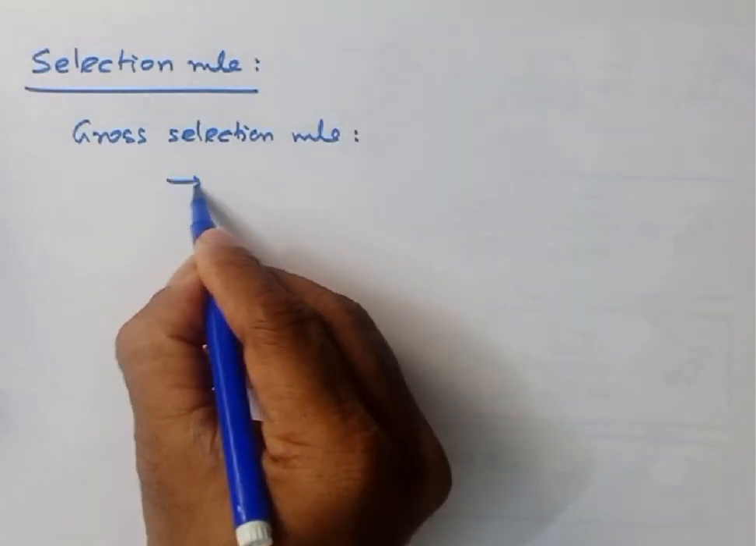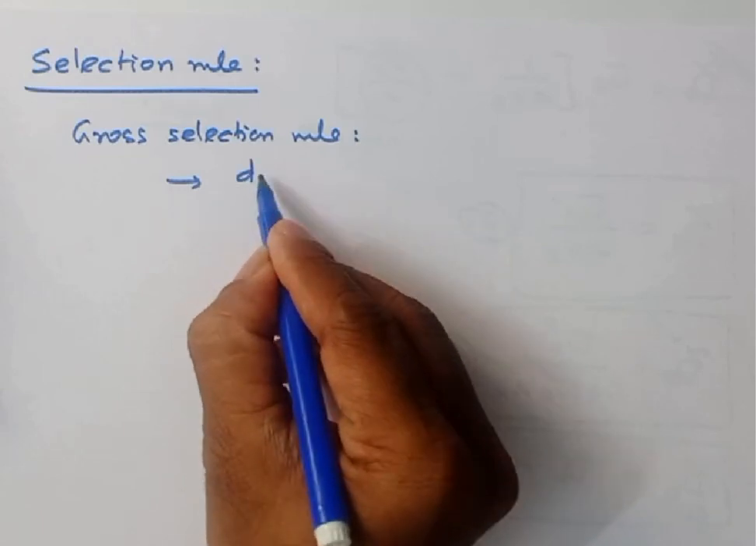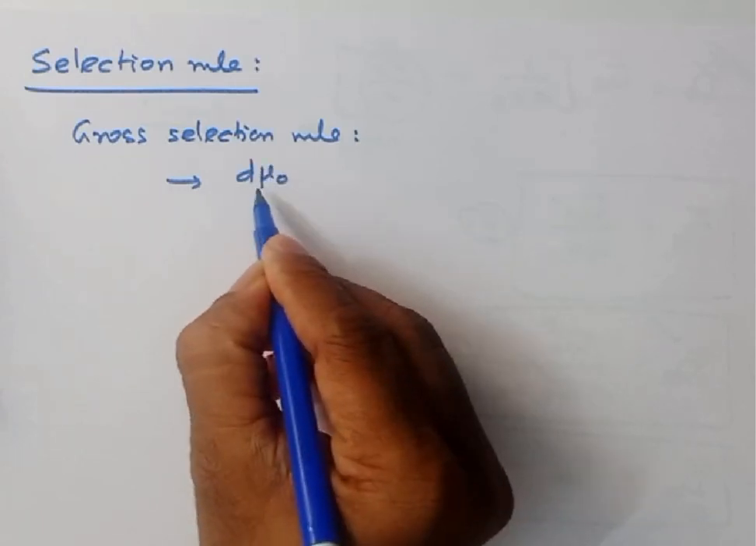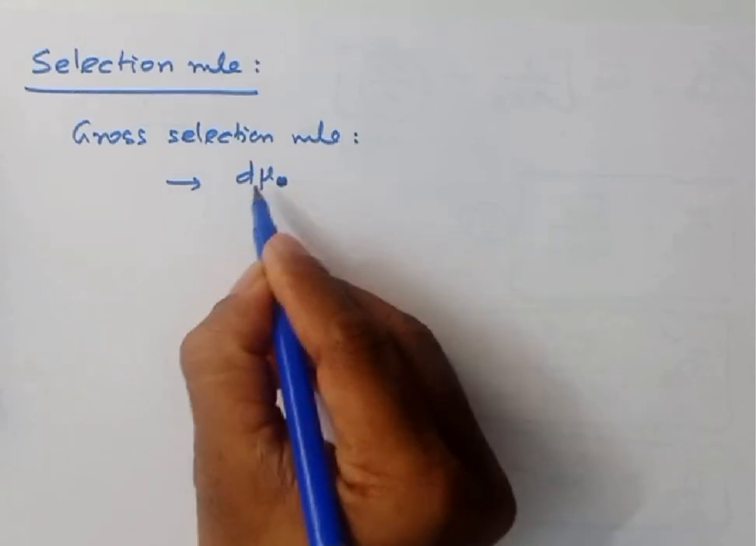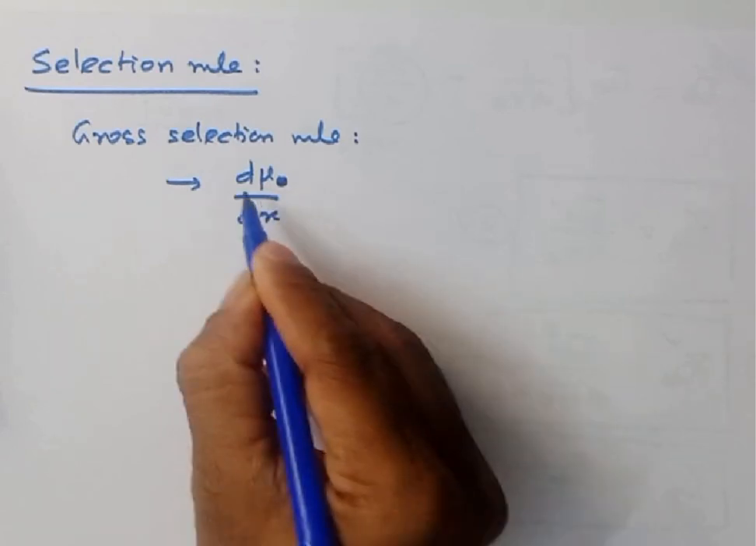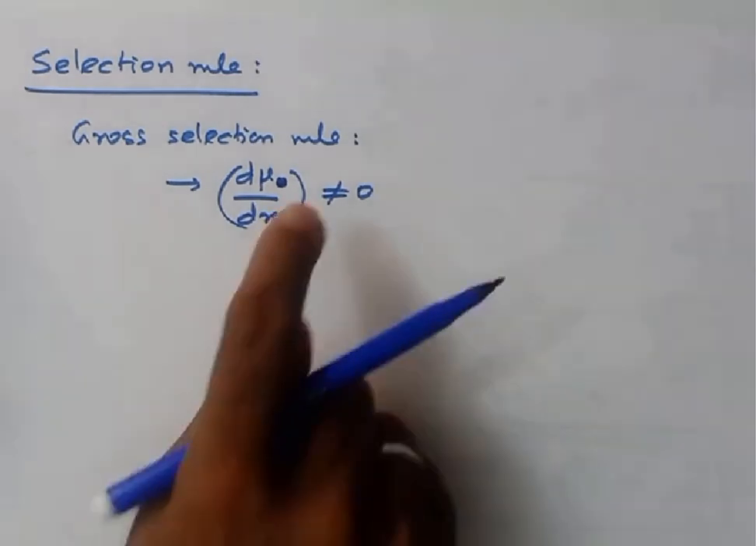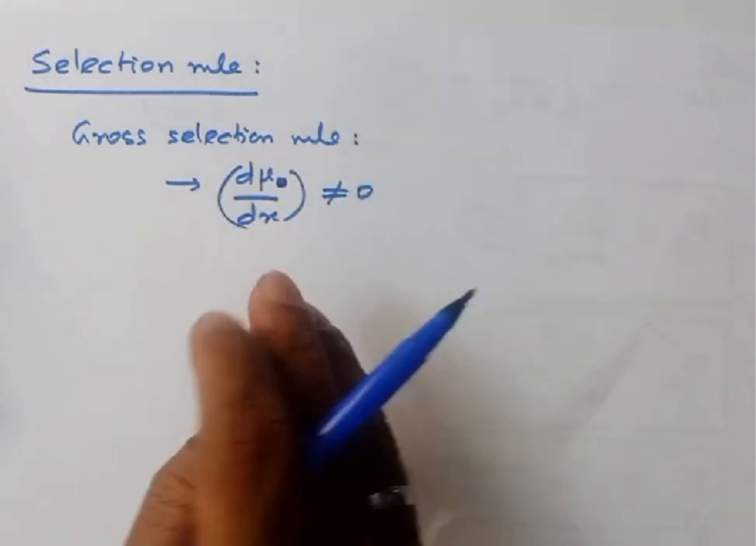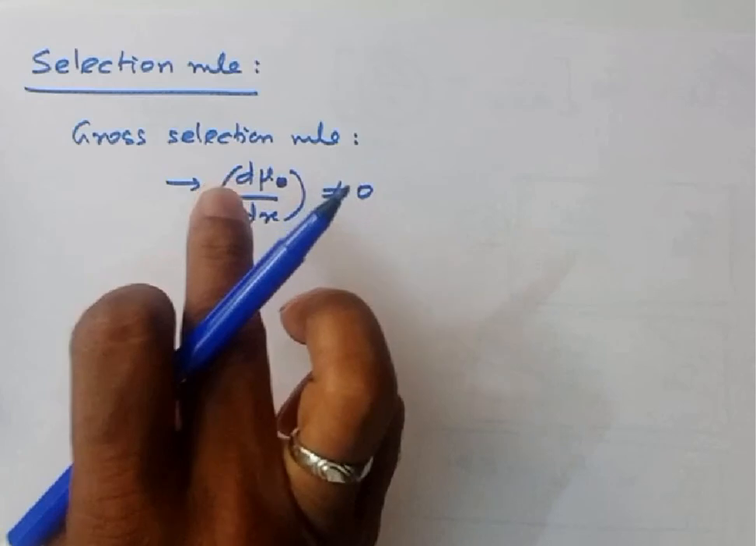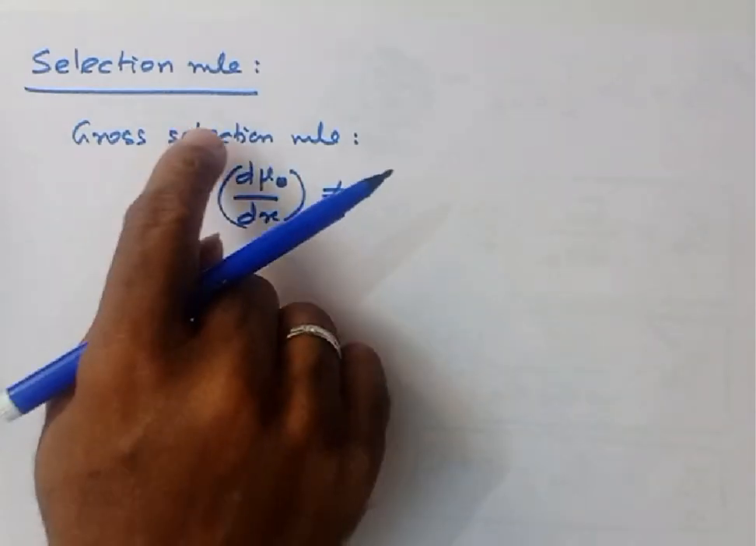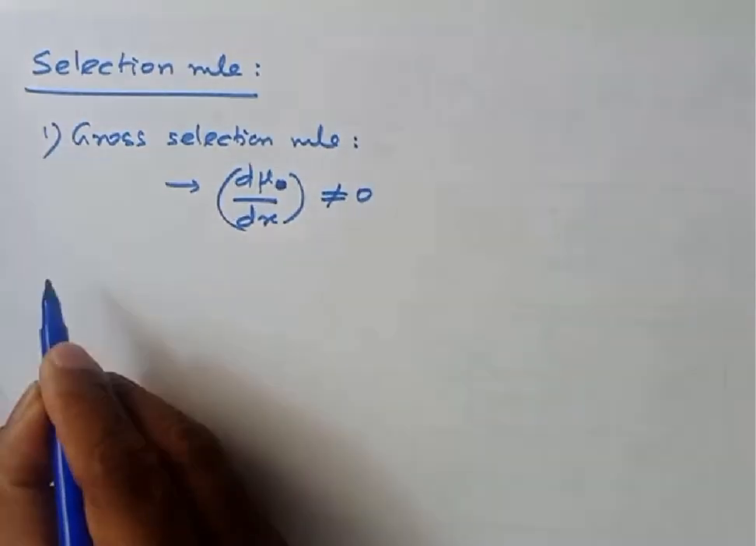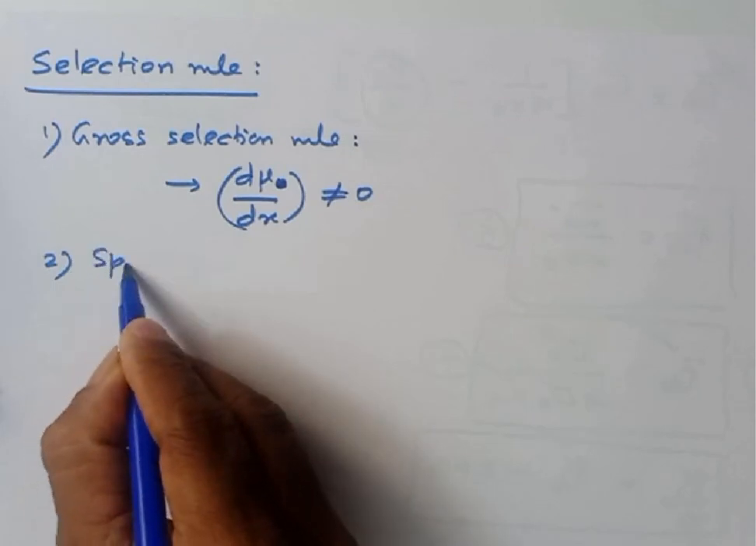What is the selection rule? The selection rule is this: the dipole moment of the molecule should change during vibration. Not equal to 0 means it is changing. Dipole moment of the molecule should change during vibration. That is the gross selection rule. What about the specific selection rule?